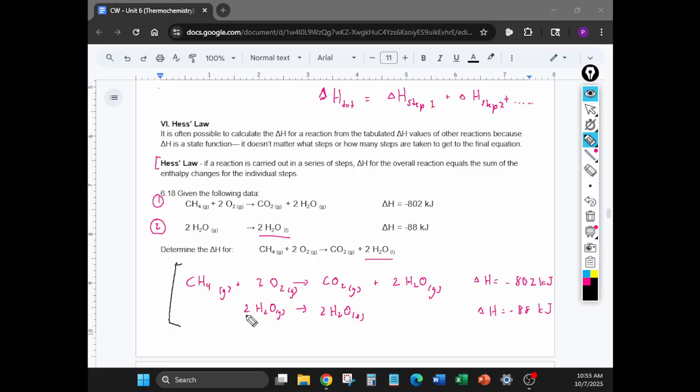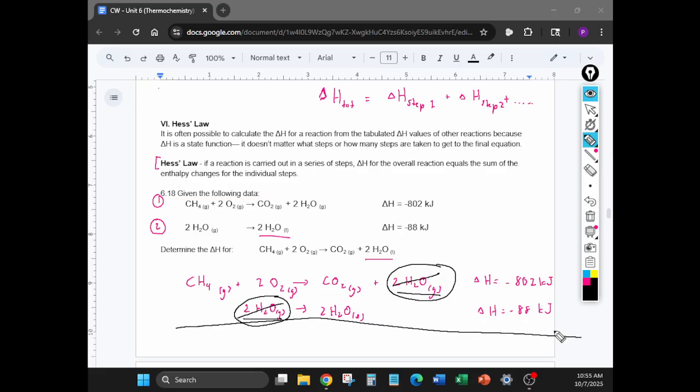Gaseous water. You see how there's 2 H2O gas on both sides of the equation? If you have something on both sides, they cancel each other out. Basically, the 2 H2O that you made here is going to be used to make liquid water. It gets used in the next step. So they cancel each other out.